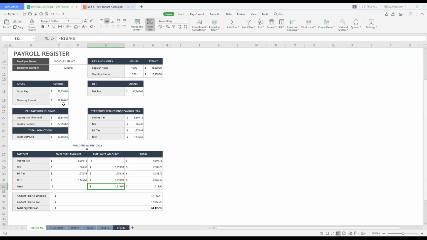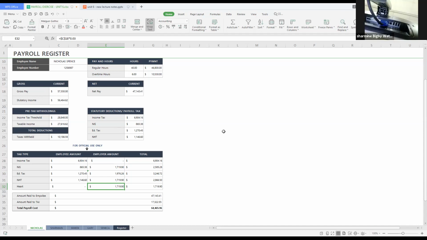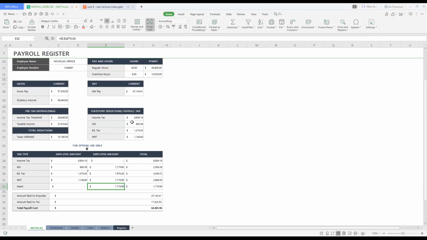$1,146.60. That is NHT, that is for the NHT deduction, not statutory. The statutory income is the gross pay minus the NIS. I just told you what the statutory income is. We calculated gross pay to be $57,330, and we took away 8 years. So just do that now and tell me what the amount is, because we just did that.